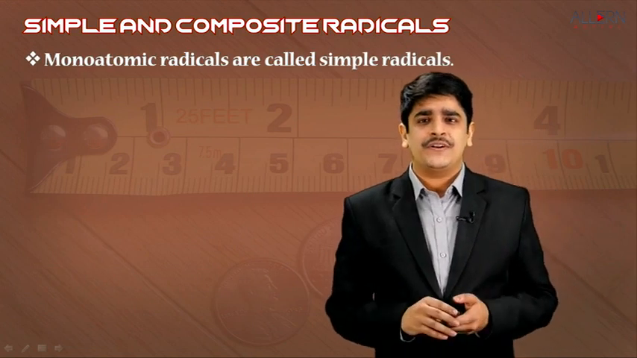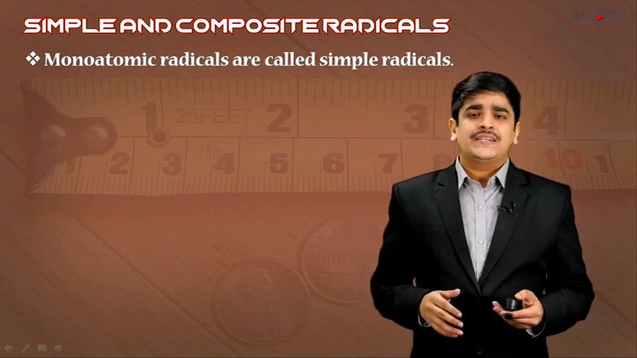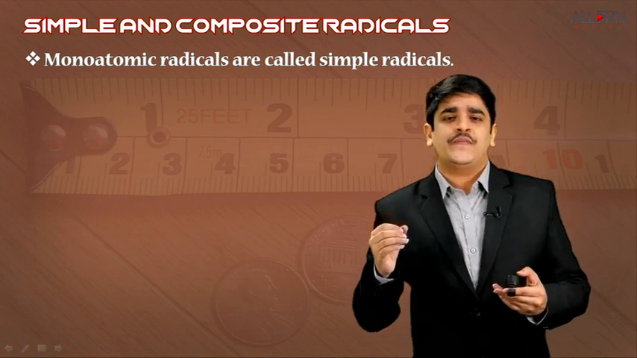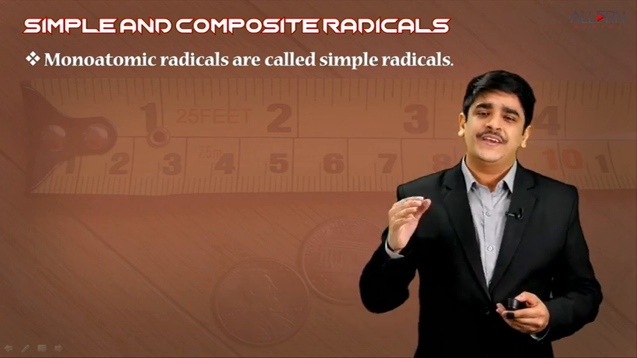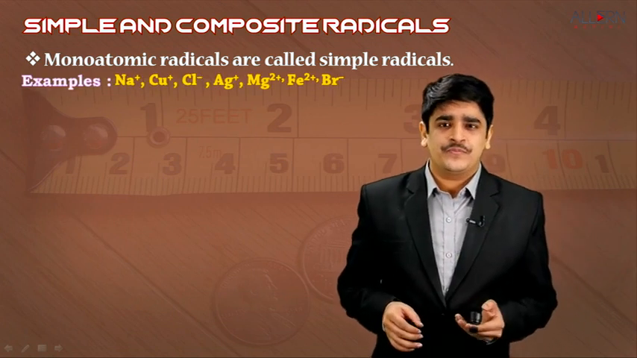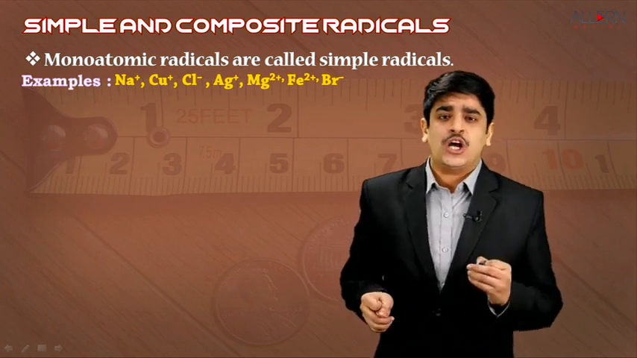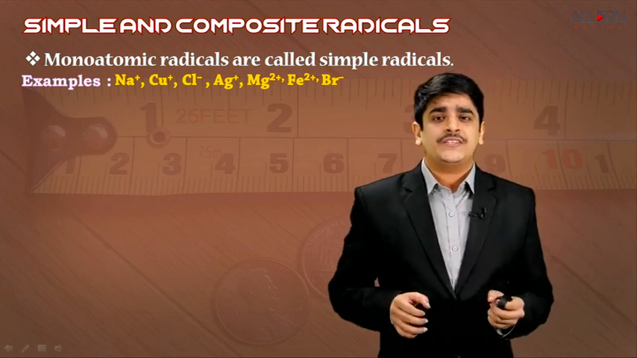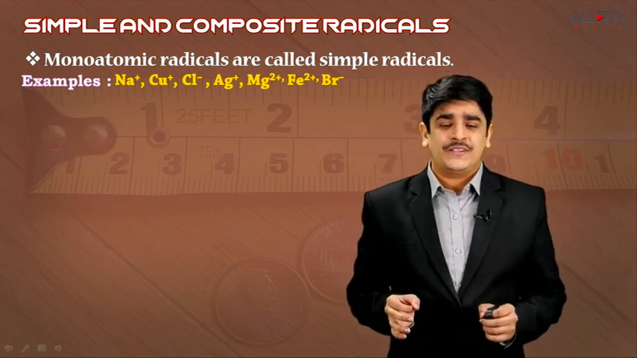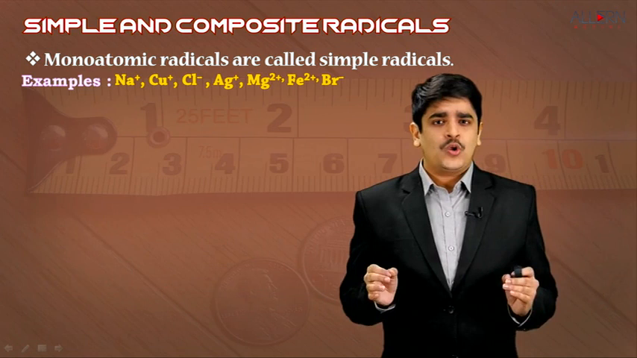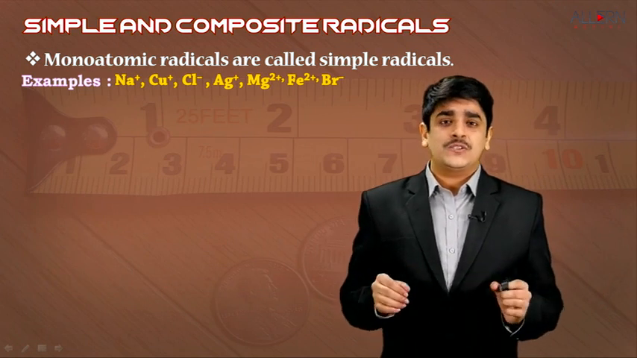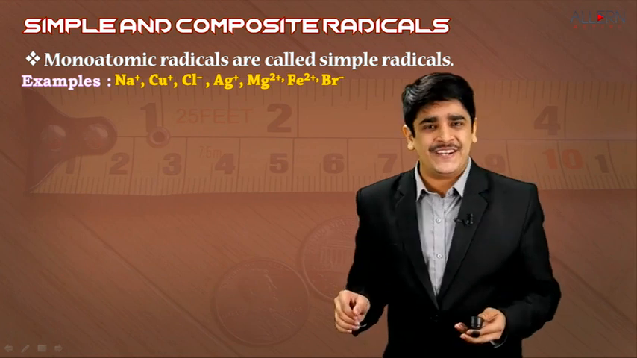What are simple radicals? Monoatomic radicals are called simple radicals. So if in a radical which has a charge, you have a single atom, if it's monoatomic, it is going to be a simple radical. What are the examples? Na 1+, Cu 1+, Cl 1-, Ag 1+, Mg 2+, Fe 2+, Br 1-. All of them have a single atom, all of them have a charge, all of them are considered to be simple radicals because they are monoatomic in nature.